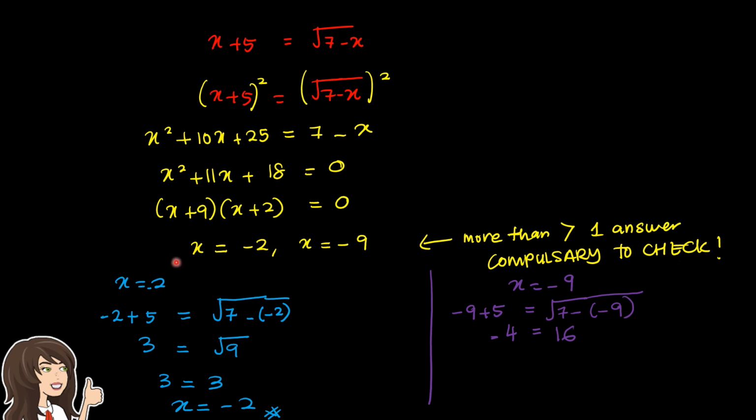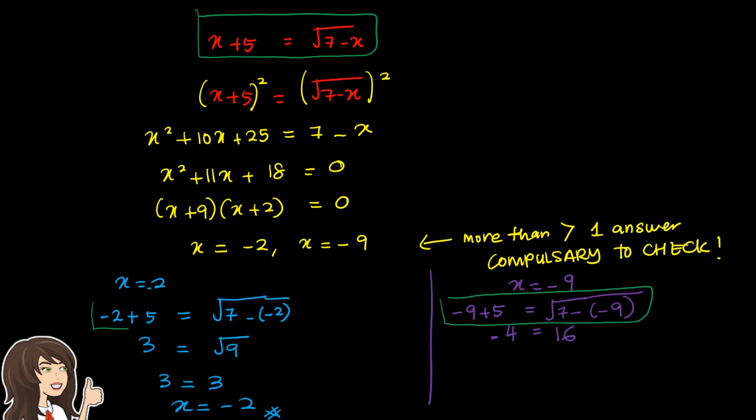So let's start with x equal to -2. When you substitute the value, you can see that the value for the left and the right hand side is equal. So x equal to -2 is right. Next, we check for x equal to -9. Remember guys, to substitute the value into the original equation. Where is the original equation? The original equation is here, so use this one to substitute the value. This is from the original equation.